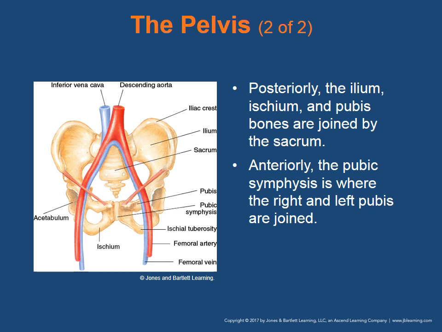And the pelvic bones are joined by the sacrum down there towards the backside. Anteriorly, in the front, the pubic symphysis is where the right and left pubis are joined. And then something to note here, you see the ligaments where the descending aorta and inferior vena cava come across right there. That could actually lacerate that artery and that major vein if there's some sort of trauma to the pelvis.